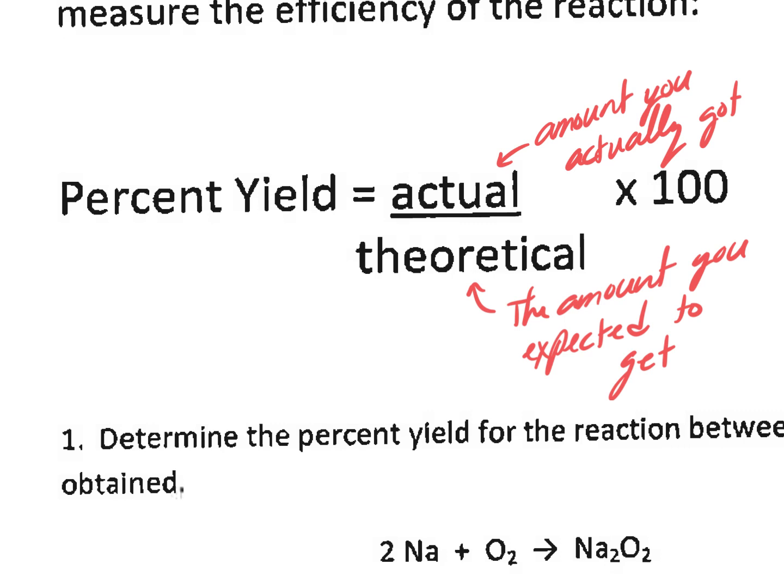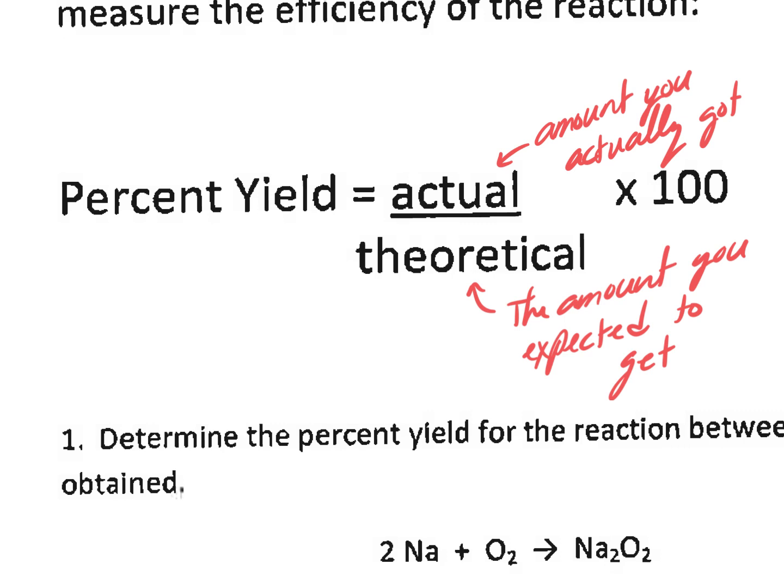The actual is always the amount that you actually got, and the theoretical is the amount that you expected to get. I hand you back a test and you got 8 out of 10. Well, you might have expected to get 10 out of 10, but you only got 8 out of 10. So percent yield is really just kind of telling you how well you did, let's say, in an experiment.